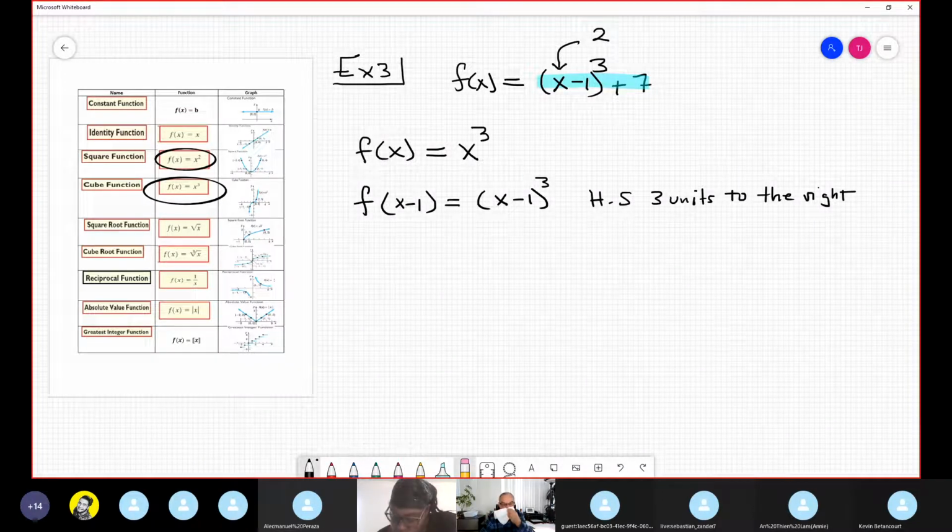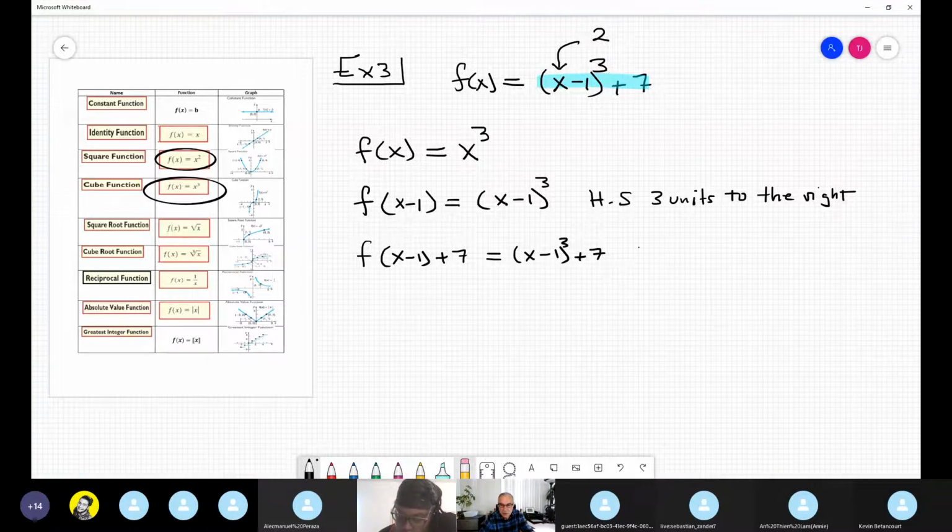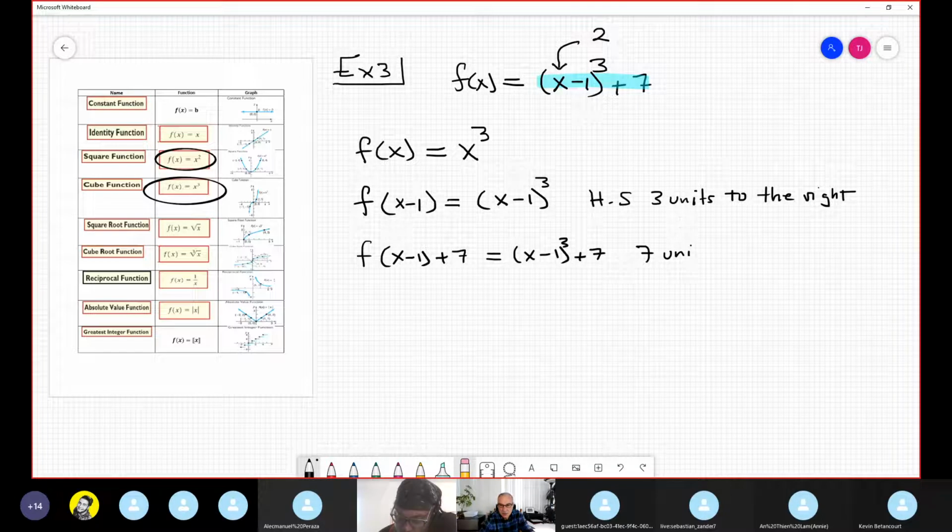Good. Now, the last transformation is plus 7. Plus 7 gives finally our original given function. So this is 7 units, and this is a vertical shift, 7 units up. You see that?